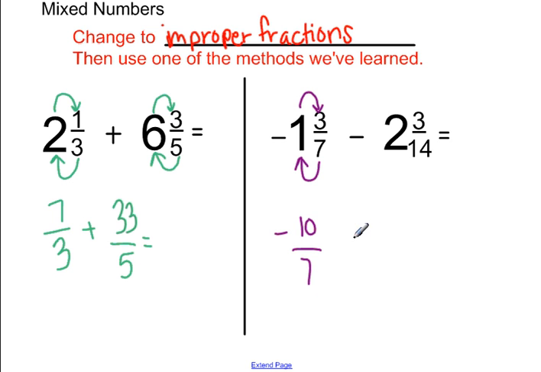I'm going to do the same thing here. I'm going to bring down this minus sign. 2 times 14 is 28, plus 3 is 31. And then use one of the methods you've learned to solve this problem. This would be pretty easy to use common denominators if you look at these. I could change this one pretty easily to match.